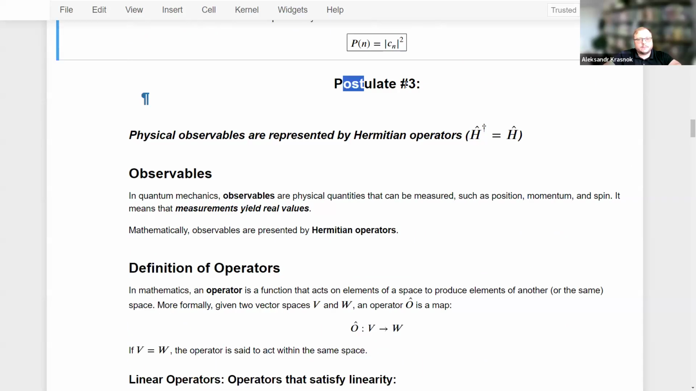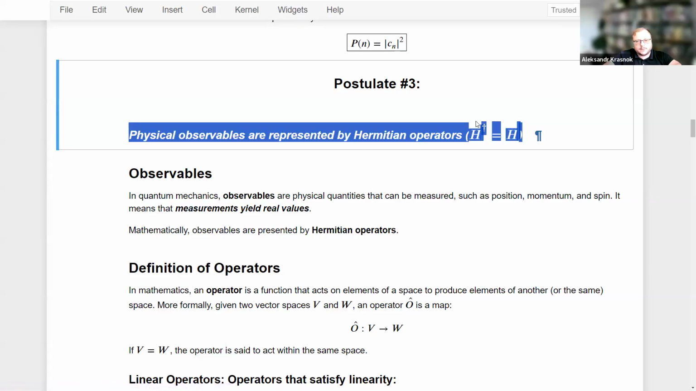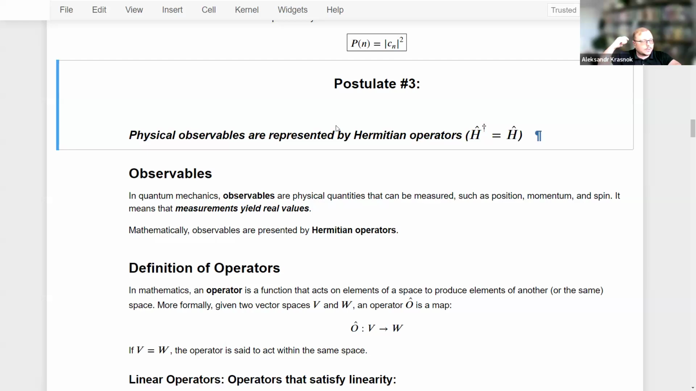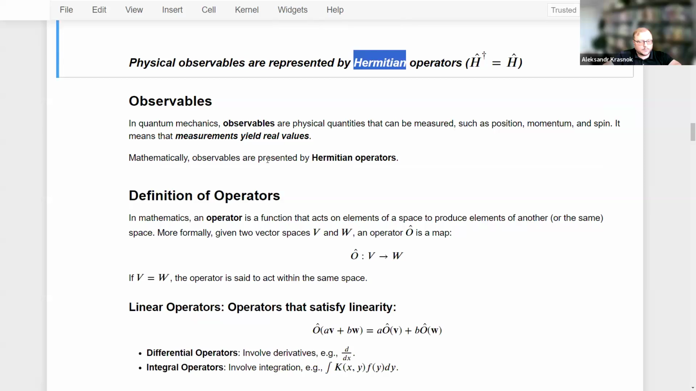then postulate number 3. Physical observables are represented by Hermitian operators. This statement might be completely meaningless for you for now because we didn't discuss what physical observables are, or what operators are. Well, we discussed operators, but very quickly. And you probably don't know what Hermitian is. So let us discuss these points one by one.